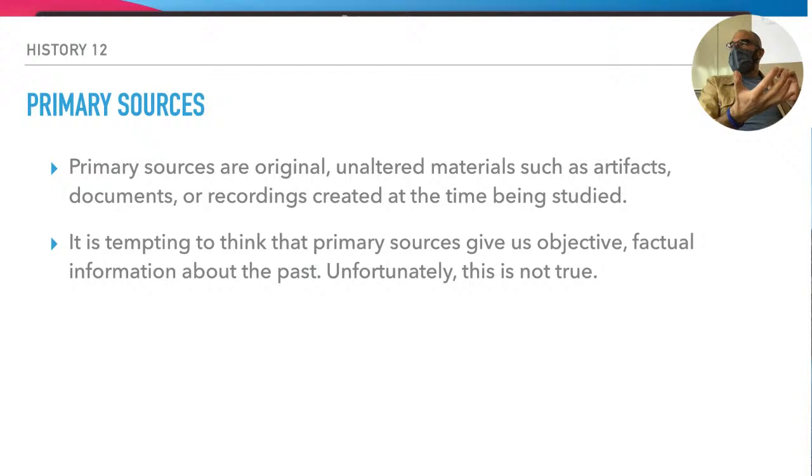So primary sources are not necessarily objective, in that just because you were there doesn't mean you know everything. Just because somebody lived in Germany during World War II doesn't mean they know anything about Adolf Hitler. They might, but they also might not. But the other thing is that primary sources are not necessarily objective because they can have bias as well.